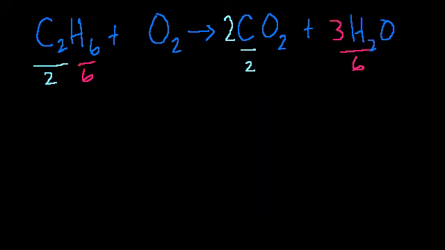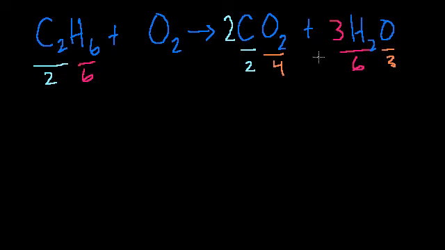And now let's deal with the oxygens. Here, on the right-hand side, I'll do it in this orange color. I have 2 oxygens in each carbon dioxide molecule, and I have 2 molecules, so I have 4 oxygens. And I have 1 oxygen in each water molecule, and I have 3 molecules, so I have 3 oxygens here. Is that right? Yep, 3 water molecules. And then I have 4 oxygens in the carbon dioxide. So I have 7 oxygens.